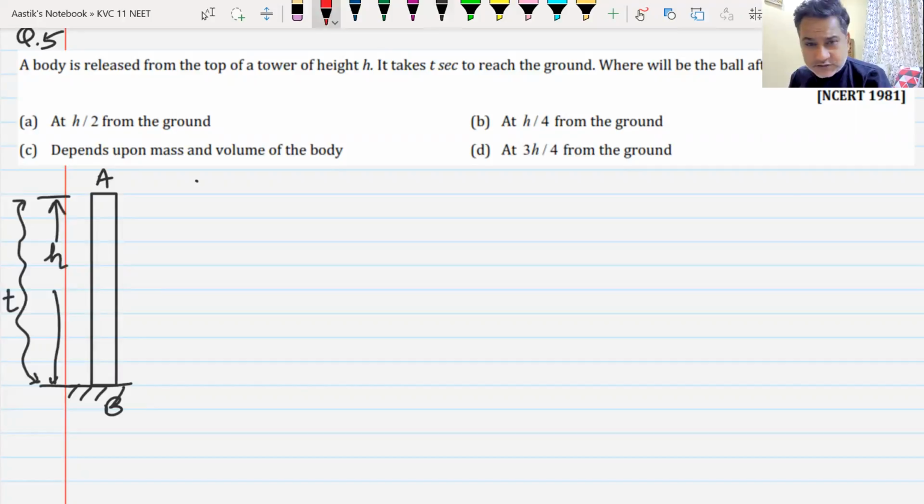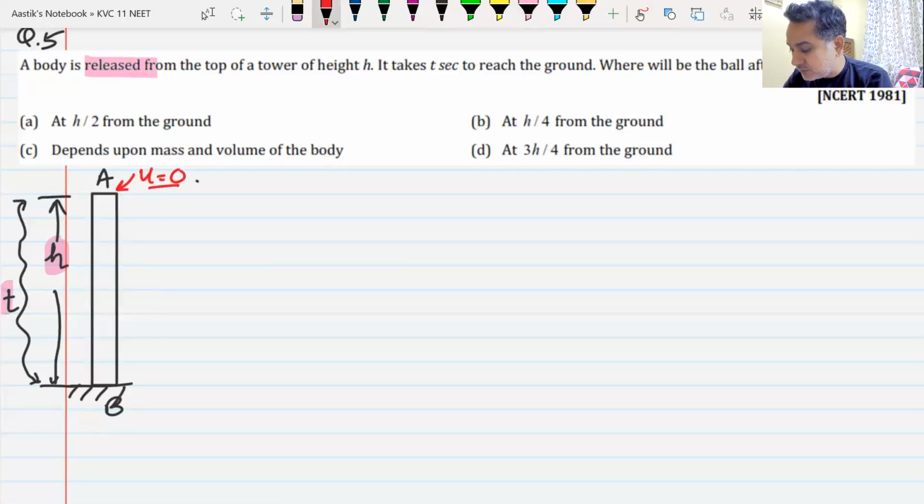Now you can make one equation which relates h and t. Remember, it is release or drop. So the velocity at this point is how much? Initial velocity is 0. Yes or no? You can make an equation which relates h with t. What is the equation that relates h with t? H is equal to half g t square. Yes or no?